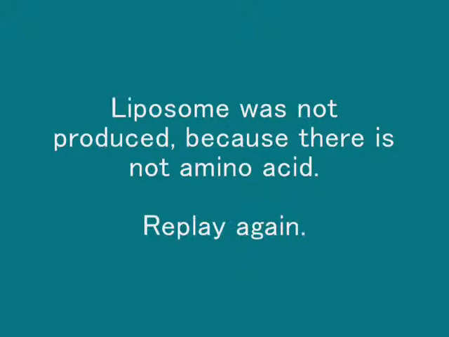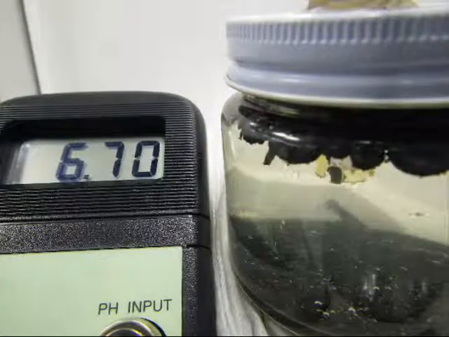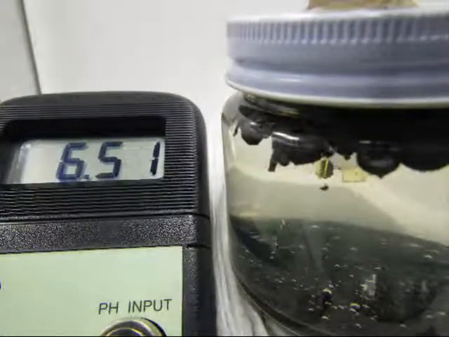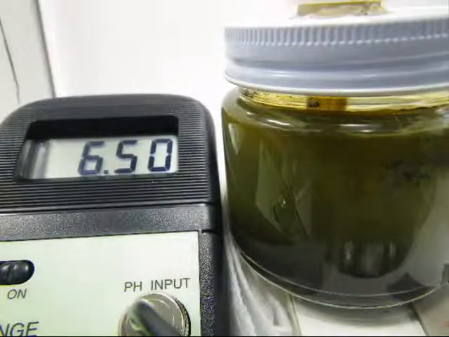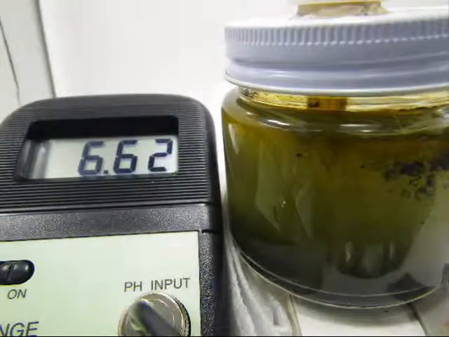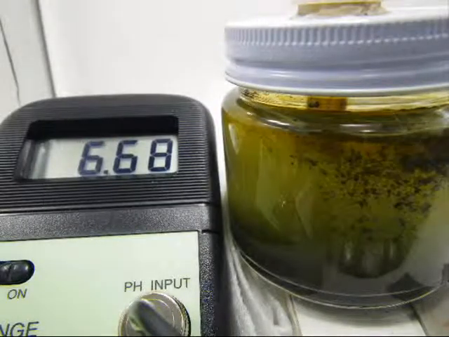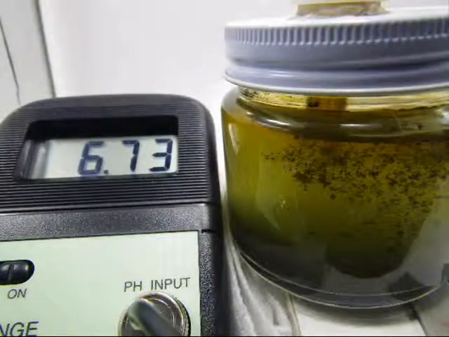Liposome was not produced because there is no amino acid. Replay again. Amino acids were added for the second experiment. Adding the amino acids into the water that contains iron, and stirring it. After that, leave it in the air. The acidic state by CO2 gas gradually changes to an alkaline state by iron ions.